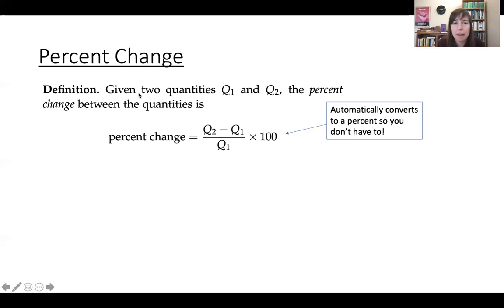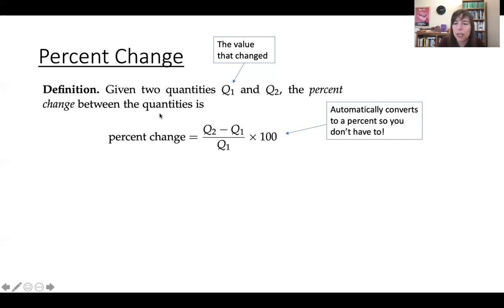I would say the biggest problem students run into is knowing what to use as Q1 and what to use as Q2. Q1 should be the value that is changing. Oftentimes percent changes are given over time. Like, oh, the percent change in, I'm having trouble not thinking of anything related to coronavirus. So like, oh, the percent change in vaccination rates from 1 month to the next. These are things that are changing over time. And so you want to know the percent change.